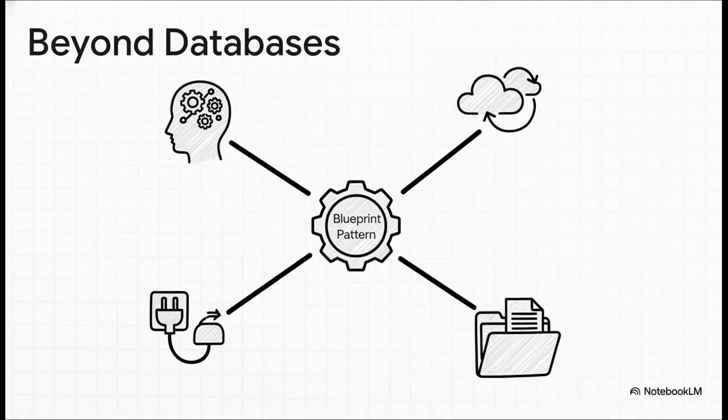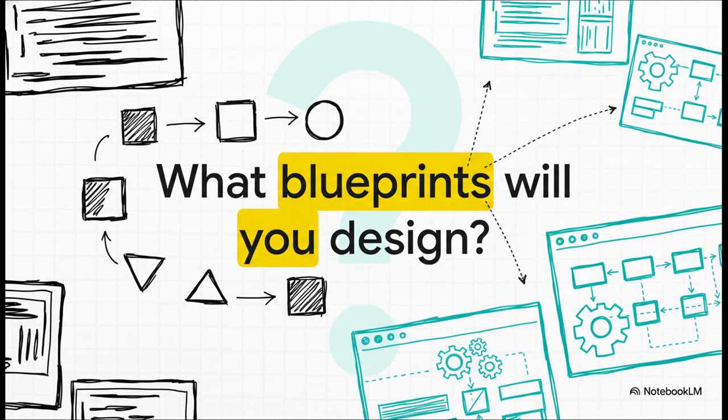And this isn't just for databases. You can use this for API clients, file handles, basically any heavy resource. So the real question is, what parts of your own code are just waiting to become a clean, reusable blueprint?